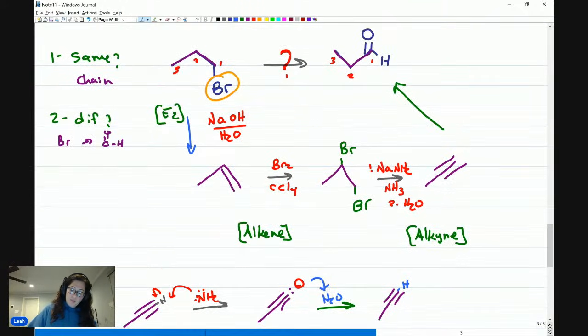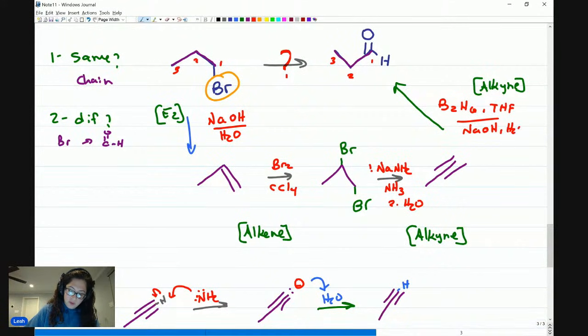And last but not least, once we have the alkyne, we're going to do hydroboration. I've seen many different reagents or many different versions of boron here. I think most professors stick to something like B2H6, so I'll draw that one here. B2H6, THF, NaOH, and H2O2, just like your alkene reaction, but we changed boron into B2H6 instead of BH3 because it's a little bit more stable.